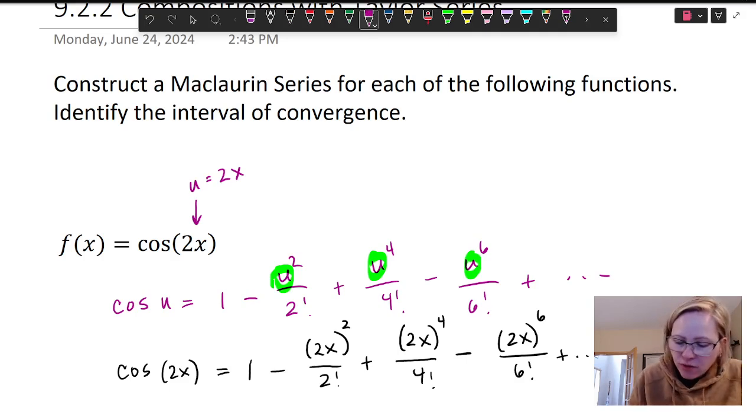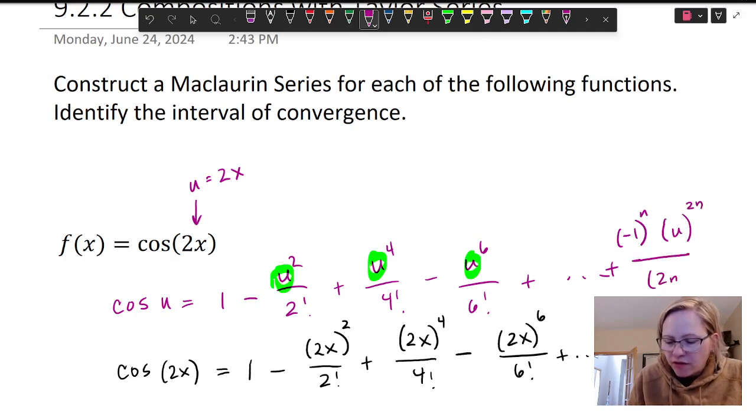So my nth term for the cosine, I'm going to have that alternating negative 1 to the n power. And then I would have u to the 2n over 2n factorial. That's what gives me my even terms. I'm going to do the same exact substitution. Negative 1 to the nth power. And then instead of u, I'm going to put 2x in to the 2n power all over 2n factorial.